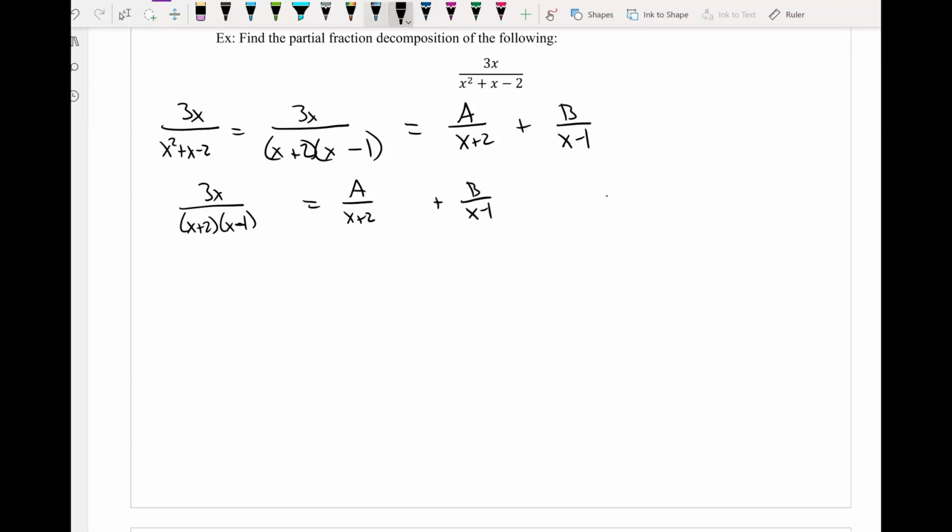What we're going to do is multiply everything by whatever the denominator is. Okay, and the denominator is that. So every single little term, to kind of get rid of the fractions, I'm going to multiply everything by that. So I'm going to multiply this guy by x plus 2, x minus 1. This guy by x plus 2, x minus 1. This guy, x plus 2, x minus 1.